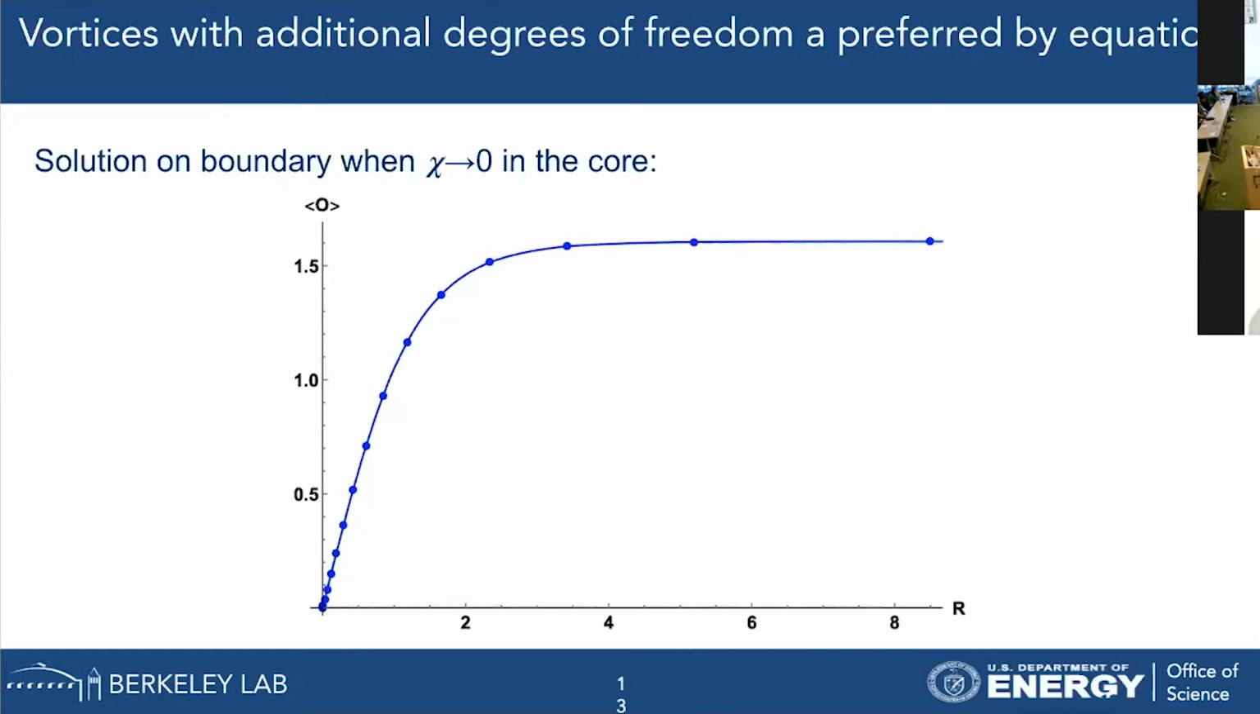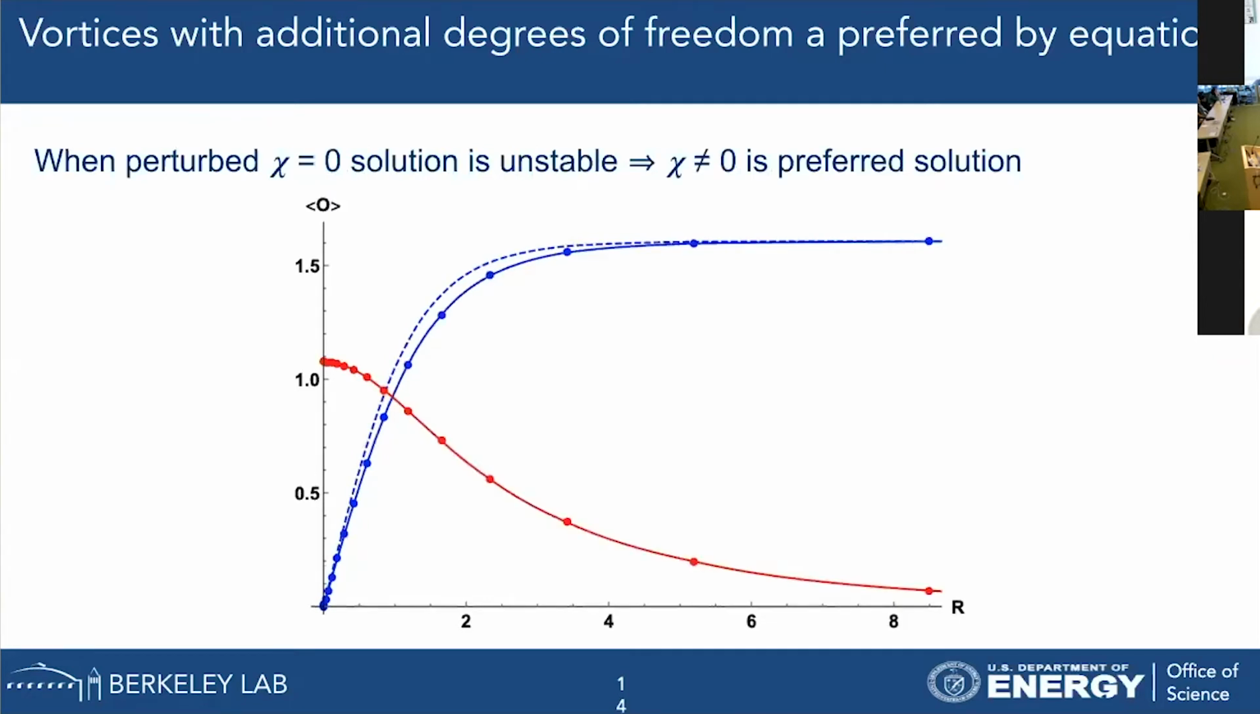So we perturb it by adding a small amount of the field chi, and we just see what it wants to do. And we actually find that the chi field does indeed want to develop in the core of the vortex. It seems to be the preferred state of the system. In other words, a vortex with additional degrees of freedom appears to be the preferred configuration for the system. So that's interesting.